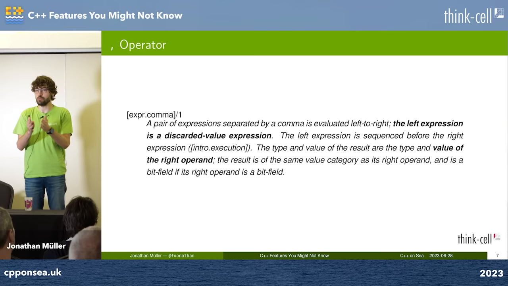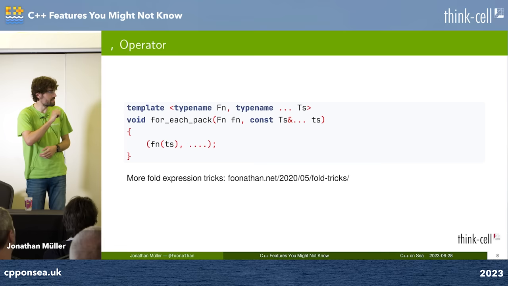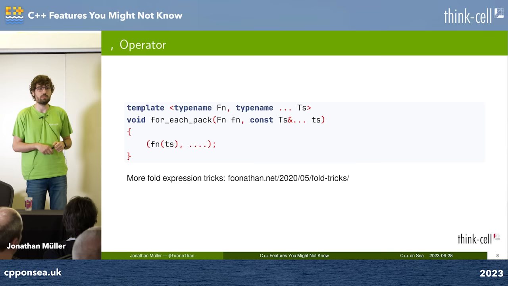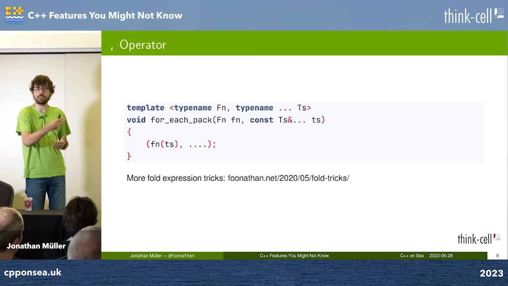However, since we have got fold expressions, this has actually become pretty useful. For example, we've got a pack and a function, and we want to call the function on each element. We can just do a fold over the comma operator. You cannot fold over the semicolon, so you cannot use separate statements for that, but you can fold over the comma operator.